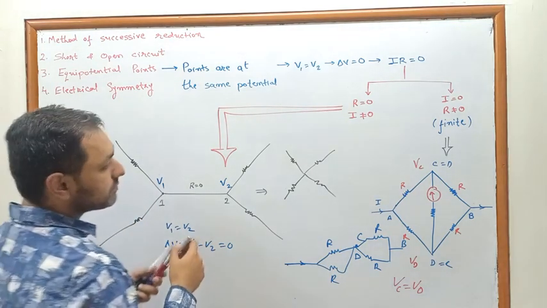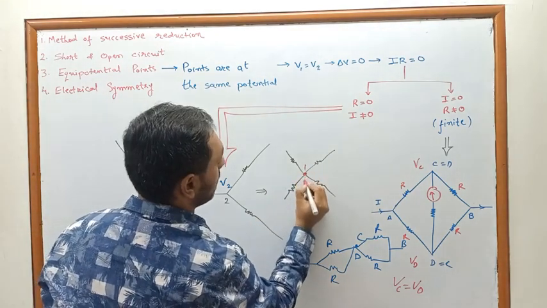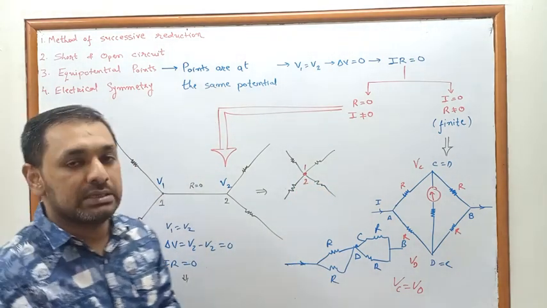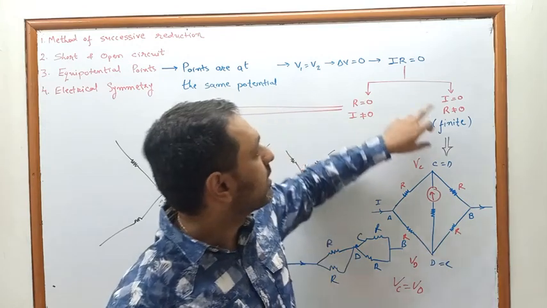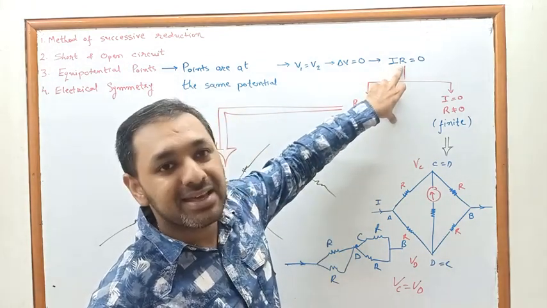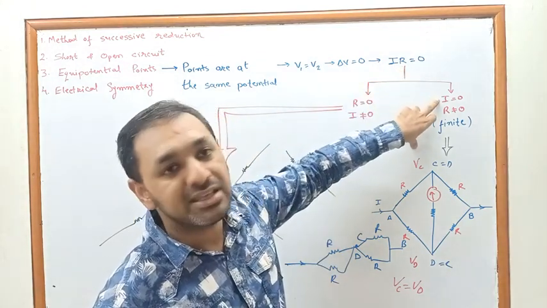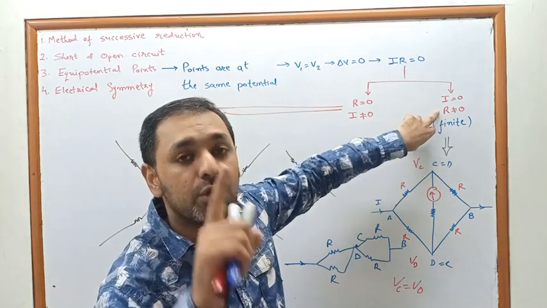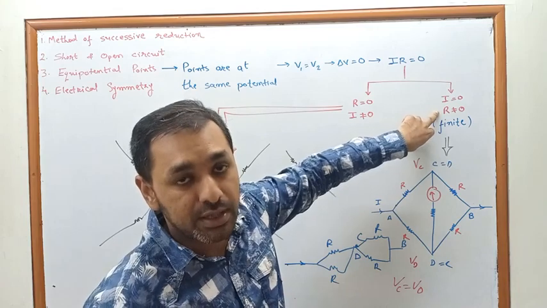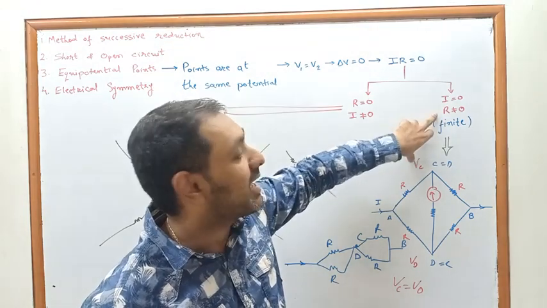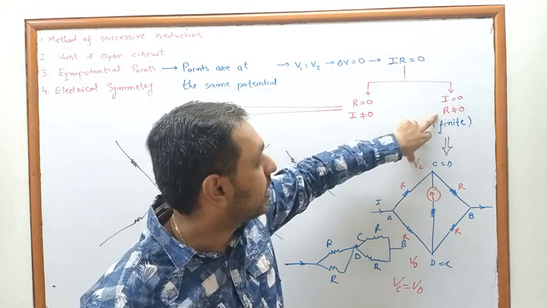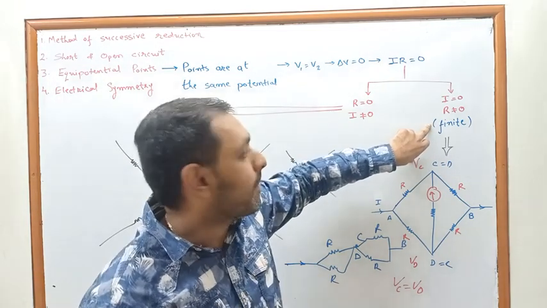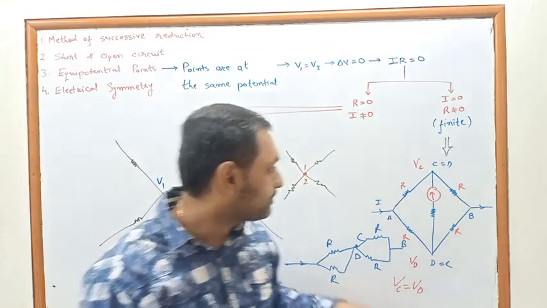So 1 and 2, you can join these 2 points. Second thing, the product of IR is 0. Over here I is 0 and R is not equal to 0, but this is not a case of open circuit, because in open circuit R is infinite. Over here R is finite. So in which case will this happen?